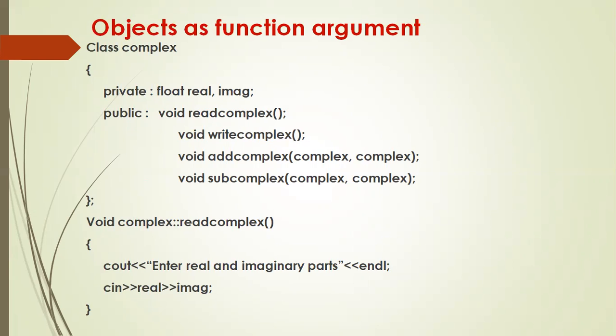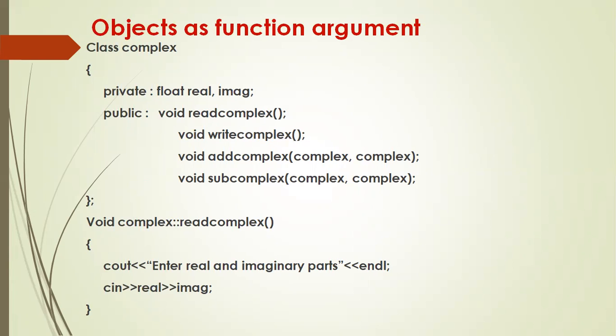Let us take the first function, read complex. The return type is void. The class to which read complex belongs is complex. Then the scope resolution operator. The function name is read complex. Since the function has no argument, just open the parenthesis, close it, and open the brace.